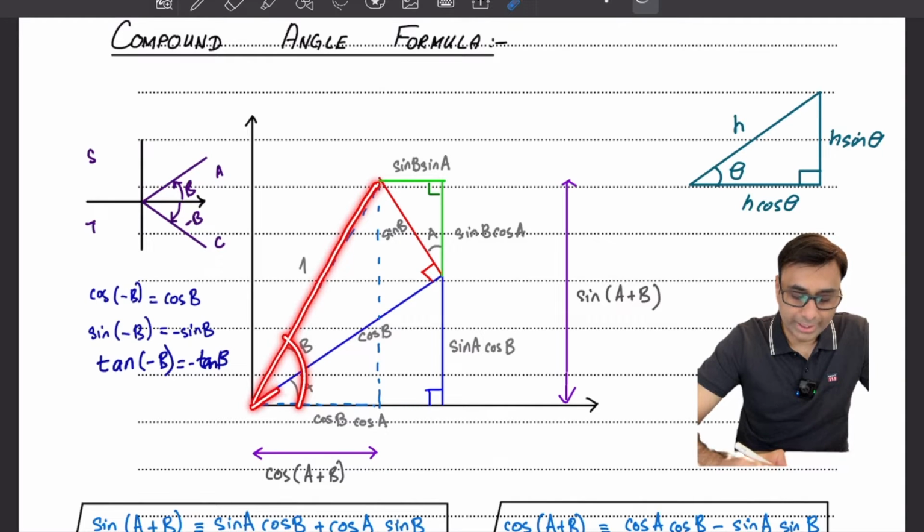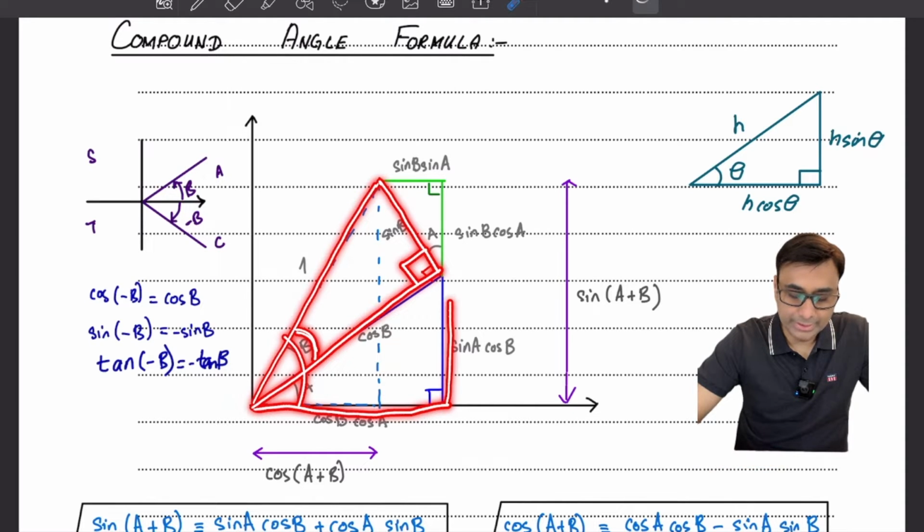So if you can see, I made a line from here and then a perpendicular to that, so that this is a right angle triangle with the angle B. And then this side and this side makes another right angle triangle with angle A.